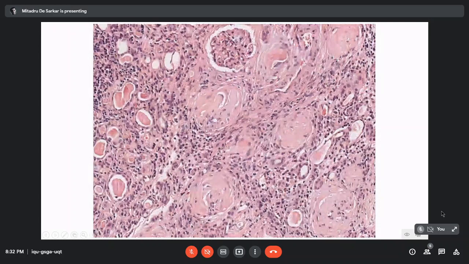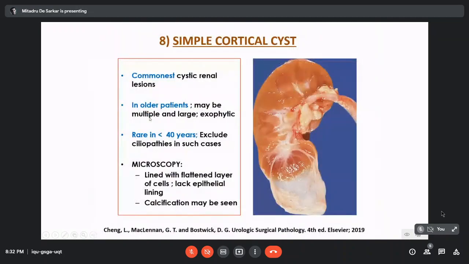So you also have global glomerulosclerotic obsolescence. There is one entire glomerulus, whereas the rest of the glomeruli are showing sclerosis. And on the left, you have the atrophic tubules along with these colloid-like droplets. That is thyroidization. Simple cortical cyst is one of the commonest cystic renal lesions seen in older patients.